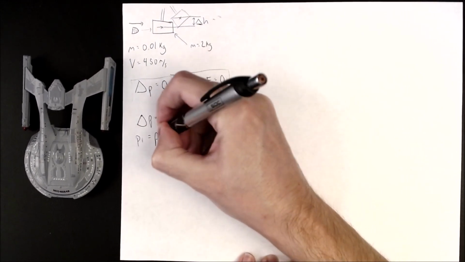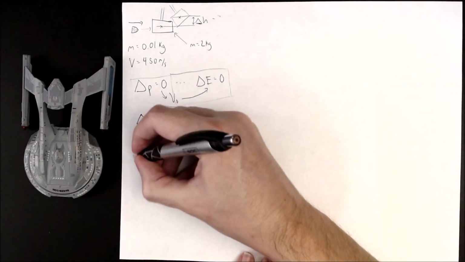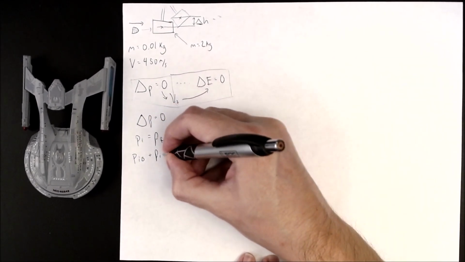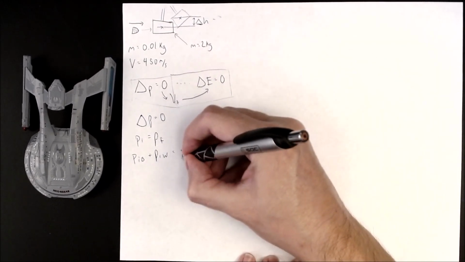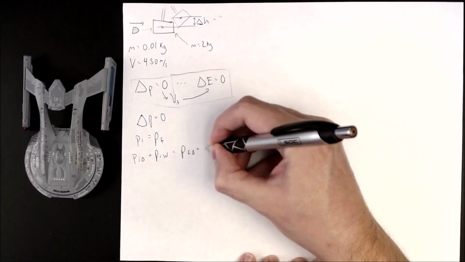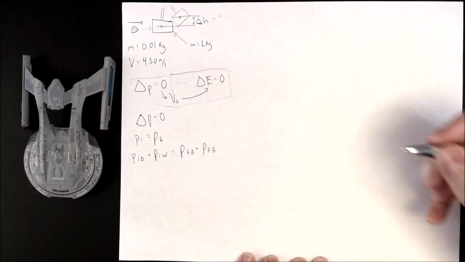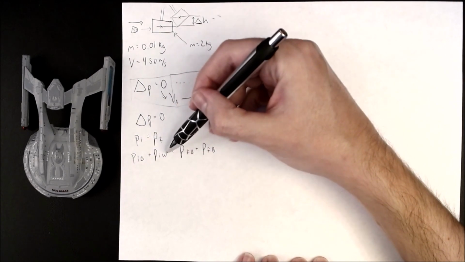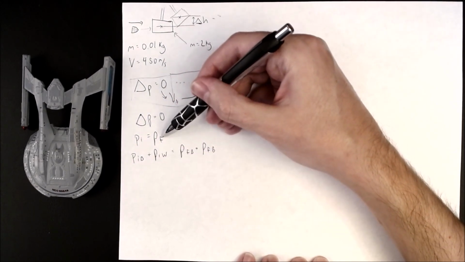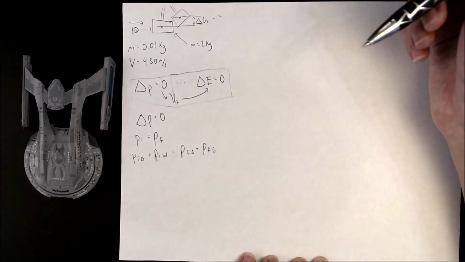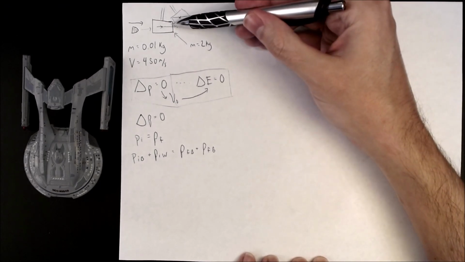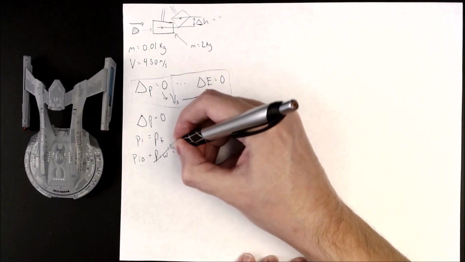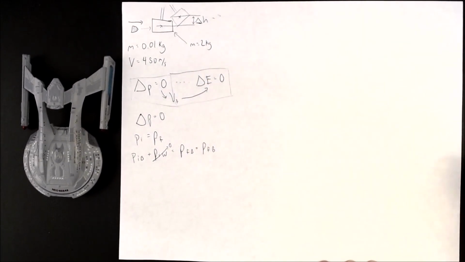So let's begin. Delta P is equal to 0. P initial is equal to P final. Momentum initial bullet plus momentum initial block of wood is equal to momentum final bullet plus momentum final block of wood. So initial momentum is just the bullet and the block of wood, and the final momentum is again both of them. But initially the velocity of the block of wood is 0. Therefore, its initial momentum must be 0.